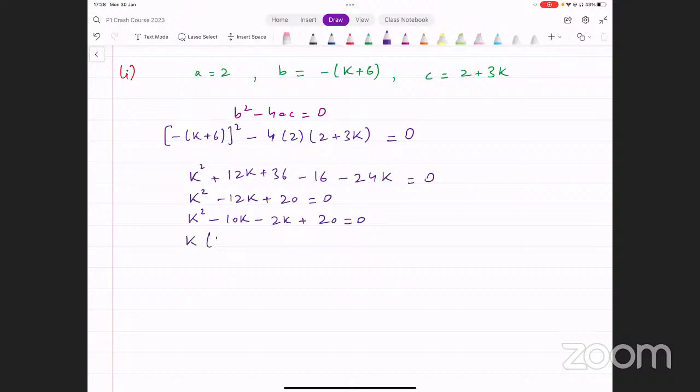If you take k common, you're left with k into k minus 10 inside. Take minus 2 common here, and that also leaves you with k minus 10. You get 2 factors, k minus 2 into k minus 10.